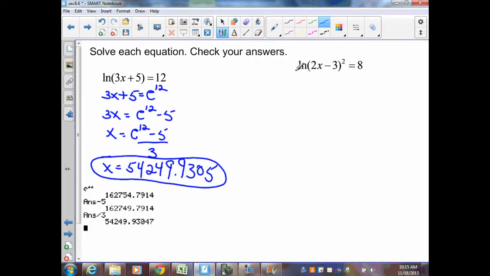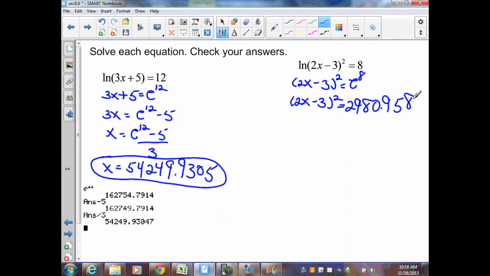In this example, I have the natural log of (2x minus 3) quantity squared equals 8. Let's write that in exponential form. That's going to give me (2x minus 3) squared equals e to the 8th. That will give me (2x minus 3) squared equals e to the 8th, which is approximately 2,980.958.